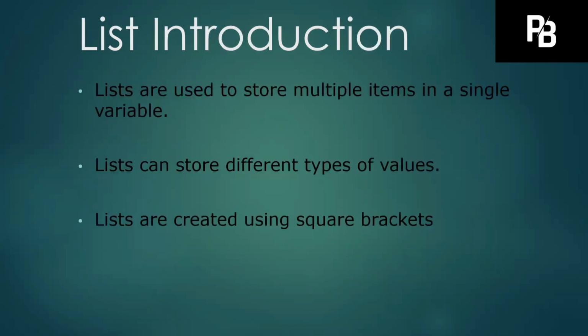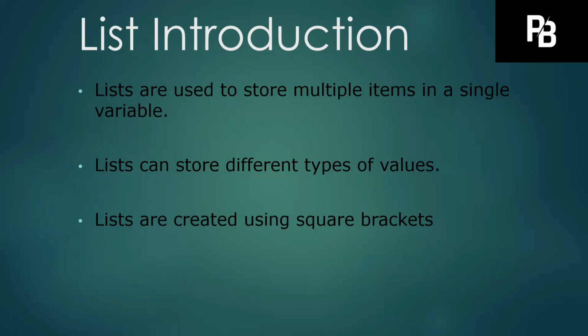With the topic list introduction. So, what is a list? Lists are used to store multiple items in a single variable. And one more thing is that a list can store different types of values. Lists are created using square brackets. This is a very important point, students, that lists are created using square brackets.